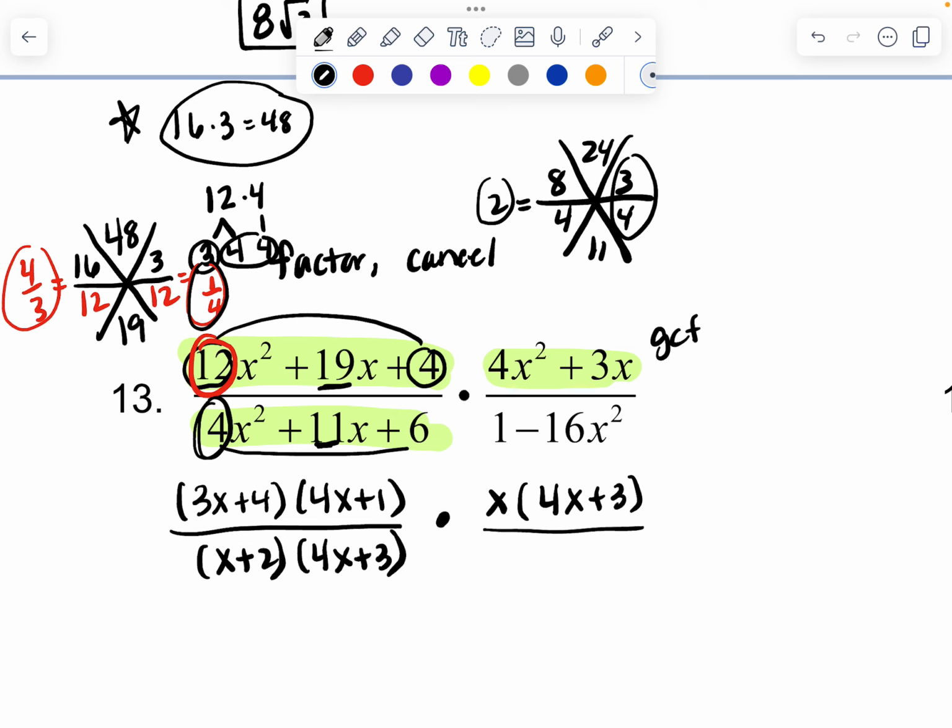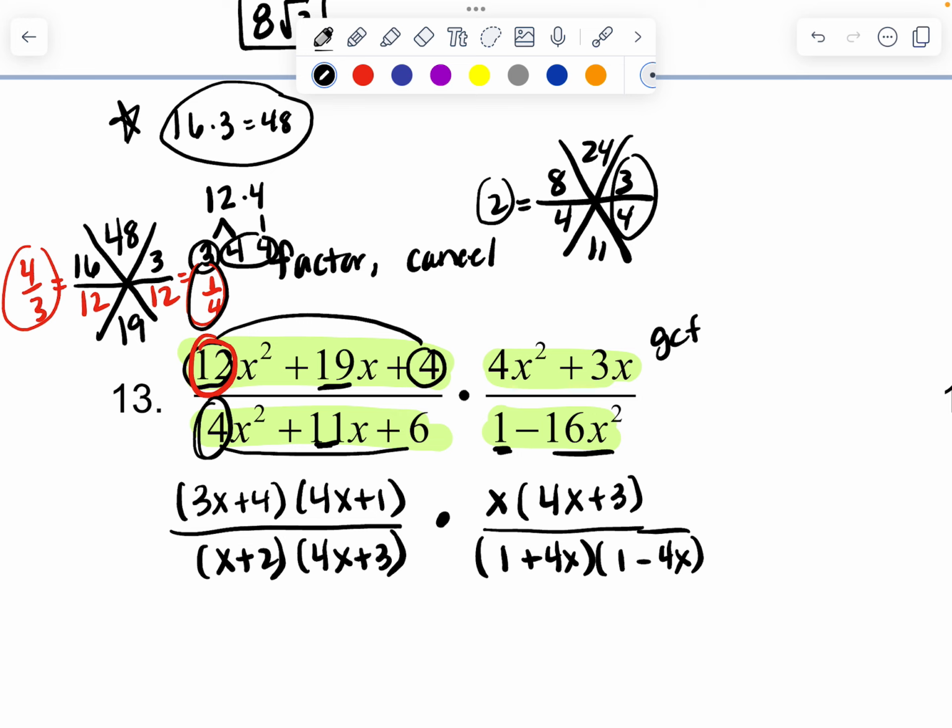And then on the bottom, what do I have here? That looks like a difference of 2 squares. So what times itself is going to give me that first term 1? That's going to be 1 times 1. 1's a plus, 1's a minus. What gives you 16x squared? That's going to be 4x and 4x.